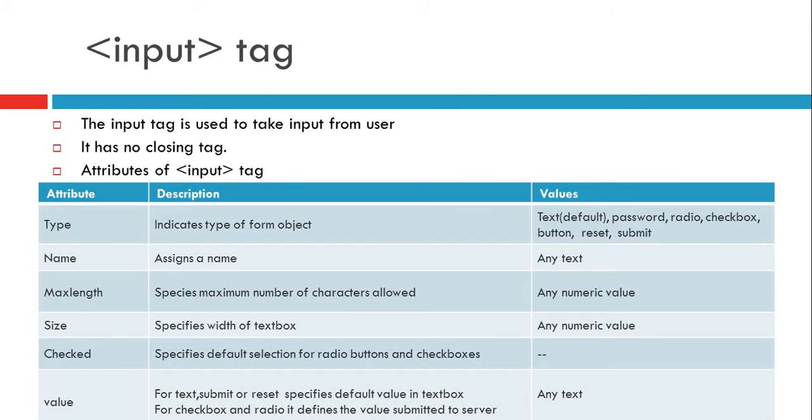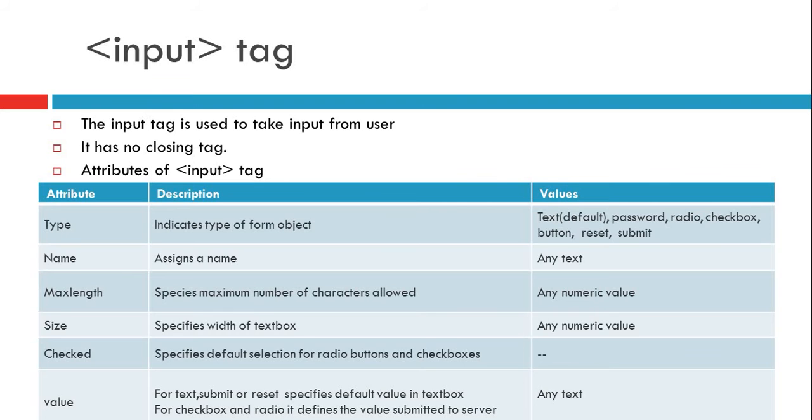Next attribute is size. Size attribute takes value as a number. It is going to specify the width of the text box. The next attribute is checked. Checked attribute is used with radio button and checkboxes. It cannot be used with type text, password, button, submit or reset. Checked attribute is going to specify the default selection for radio button and checkboxes.